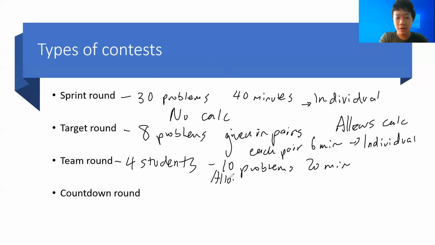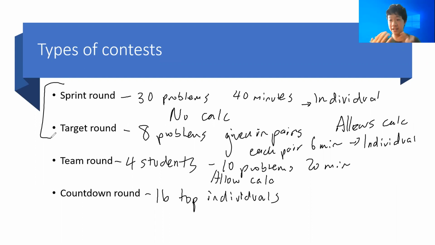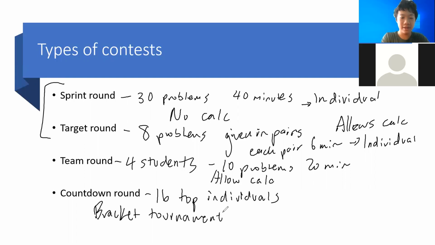So calculators are allowed. And the final round inside the Mathcounts competition is the countdown round. And the countdown round is the most exciting of all the rounds. So they take the 16 top individuals. They take the scores from the sprint and target rounds, and they figure out who the 16 top individuals are, okay? And then those 16 people compete together in a bracket-style tournament. Just like March Madness, right? So you start out with 16 people, and then it narrows down to 8, to 4, to 2, to 1, okay?